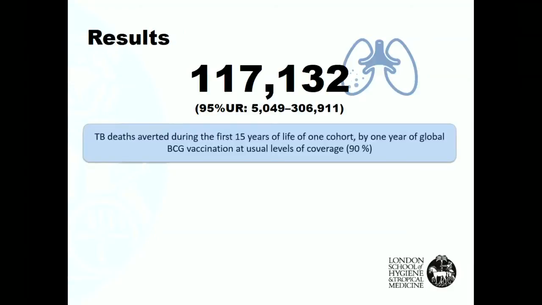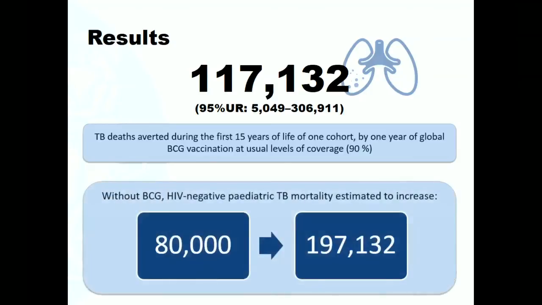So as I said, our first research question was to estimate the number of HIV-negative TB deaths that BCG averts each year. And so from our model, we estimated that around 117,000 TB deaths would be averted in the first 15 years of life of one cohort vaccinated at usual levels of coverage, which, as I said, was 90%. With an uncertainty range of 5,000 to around 300,000. And that uncertainty comes from our uncertainty in the vaccine efficacy estimates coming from that meta-analysis.